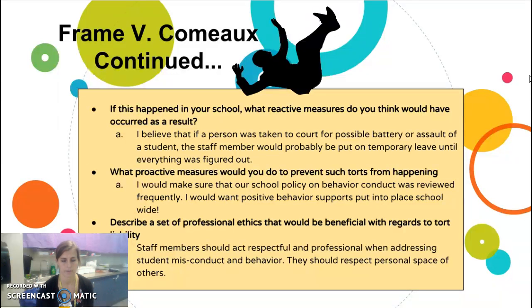Describe a set of professional ethics that would be beneficial in regards to tort liability. In this situation, I think that some professional ethics that the staff members should have in place is that they need to be acting respectful and professional at all times, especially when dealing with misconduct and behavior. And we also need to make sure that we're respecting personal space of others.